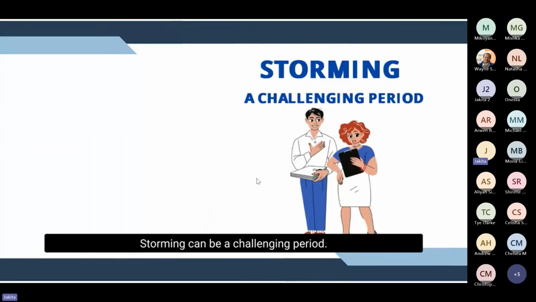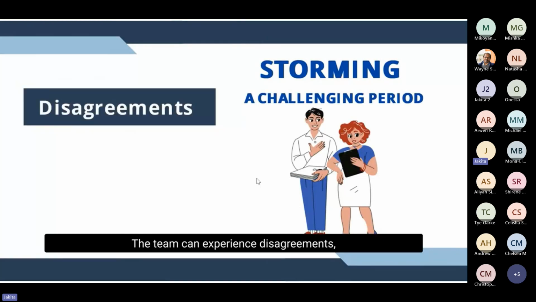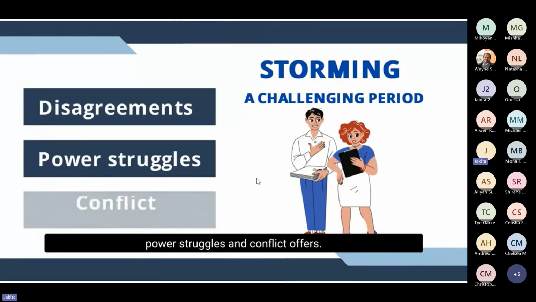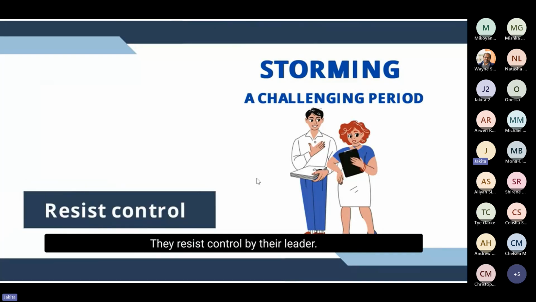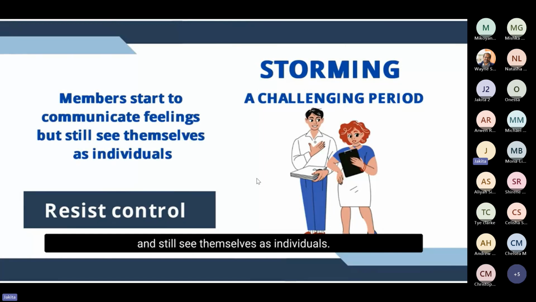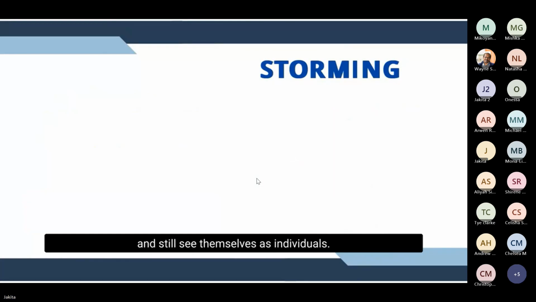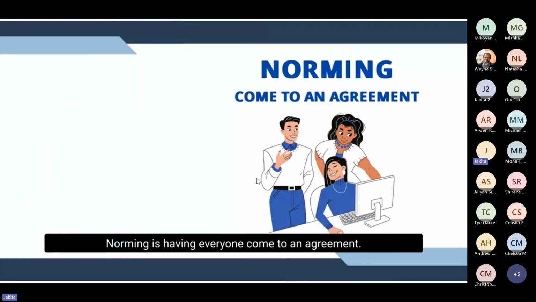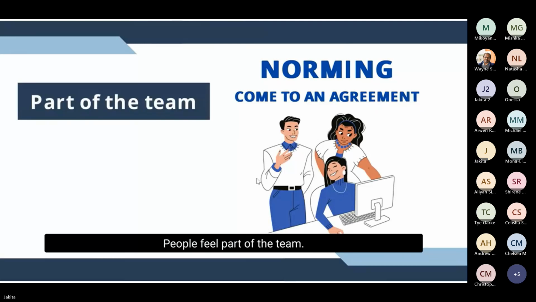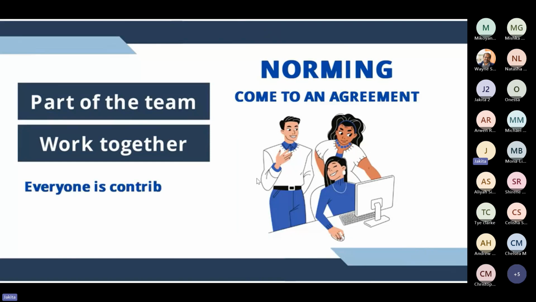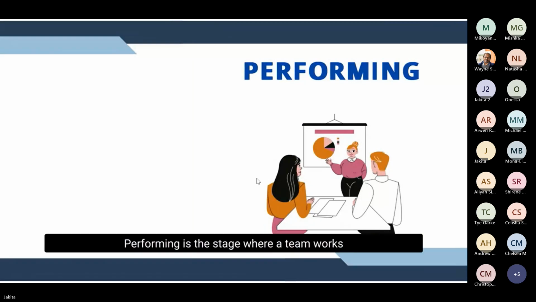Storming can be a challenging period. The team can experience disagreements, power struggles, and conflict. They resist control by their leader. Members start to communicate their feelings and still see themselves as individuals. Norming is having everyone come to an agreement. People feel part of the team, put together successfully if they accept others' point of view. Everyone is contributing and working as a cohesive unit.